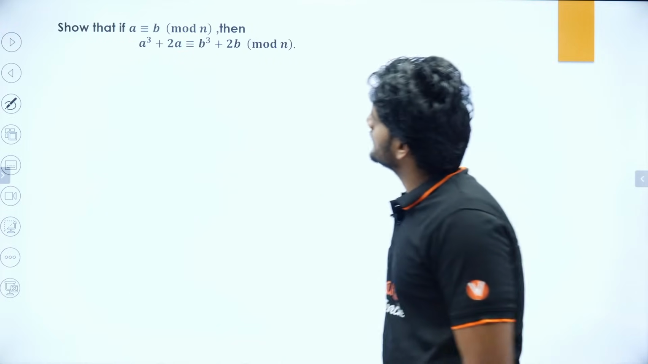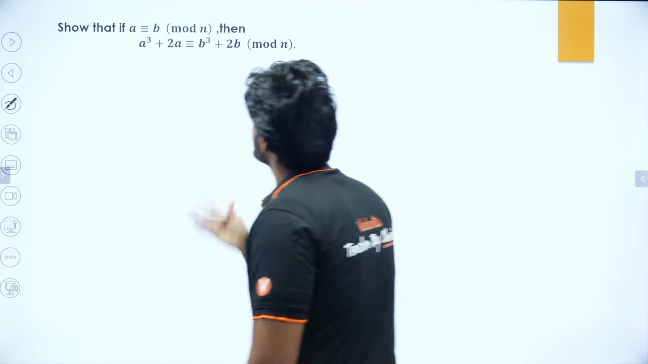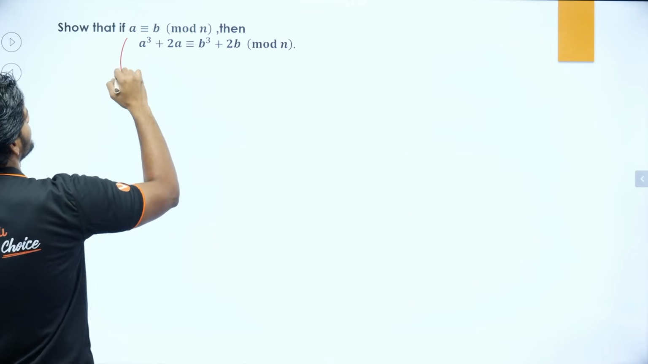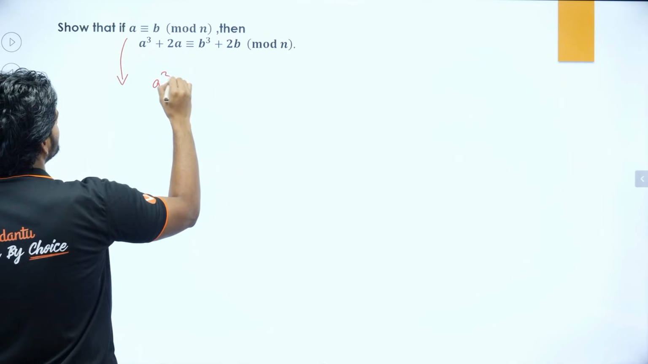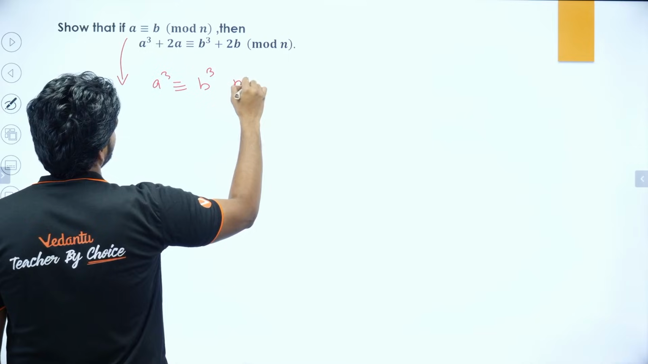Show that if a is congruent to b mod n. Okay, I don't know why I gave this question. I mean, that's so simple. That's so stupidly simple. So a is congruent to b implies a cube is congruent to b cube mod n.